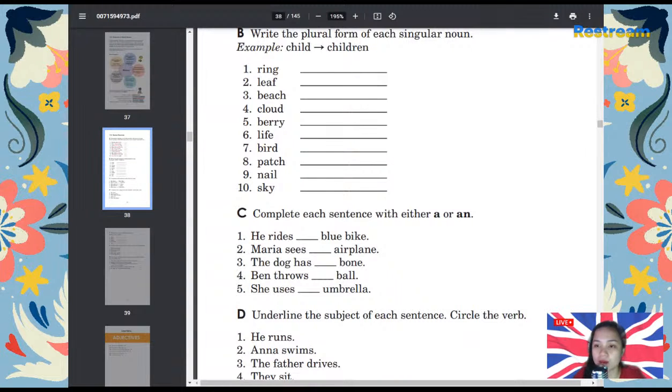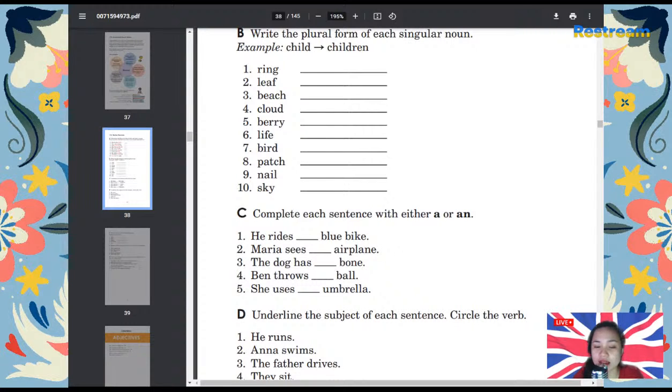Maria sees blank airplane. So what do you think? How about you, Dhruv? Yeah, and you can answer in the comment section. A or an?